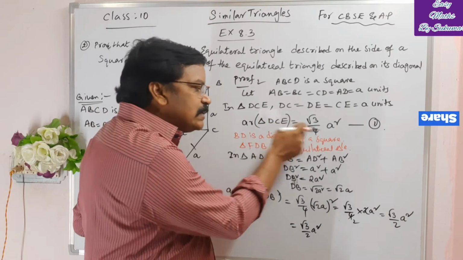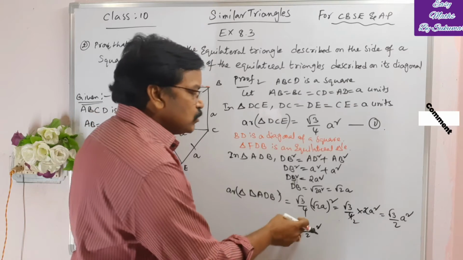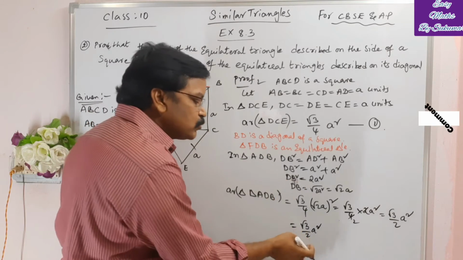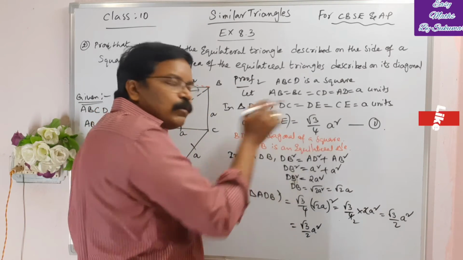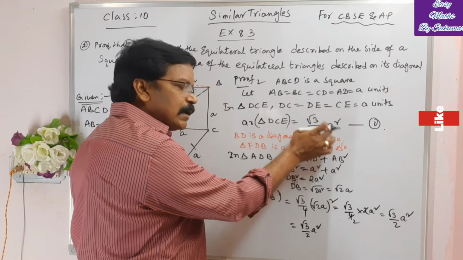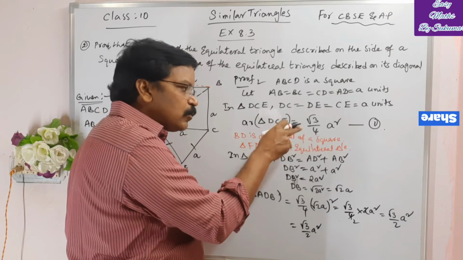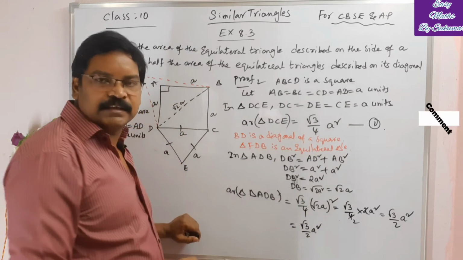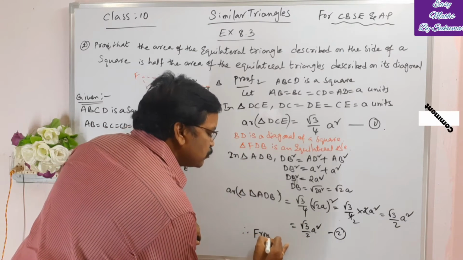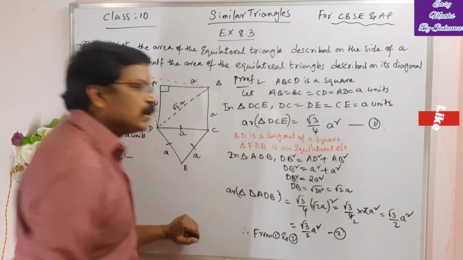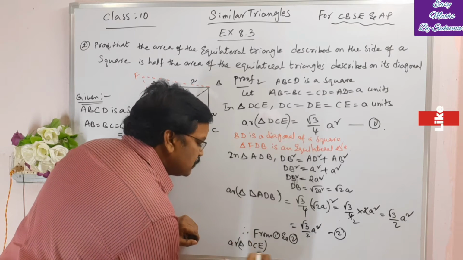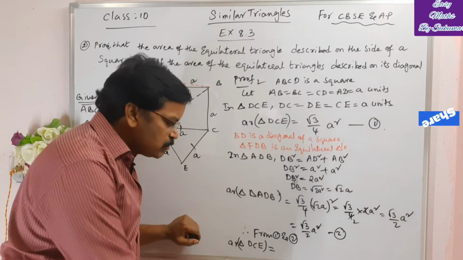But what is the area of triangle DCE here? Root 3 by 4 a square. So here, my dear students, if you multiply half into this root 3 by 2 a square, that is equal to root 3 by 4 a square. Am I right? This area of triangle DCE should be equal to half of the area of triangle FDB. So this is equation 2. Therefore, from 1 and 2, the area of triangle DCE is equal to half the area of triangle FDB. Can you see here?